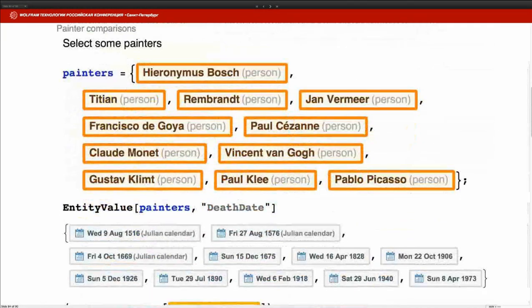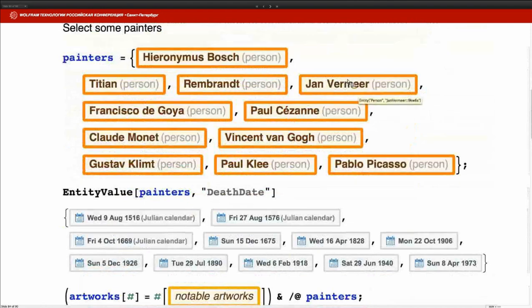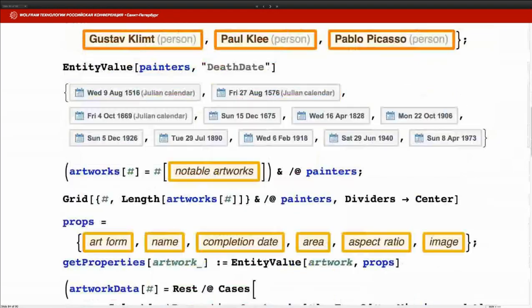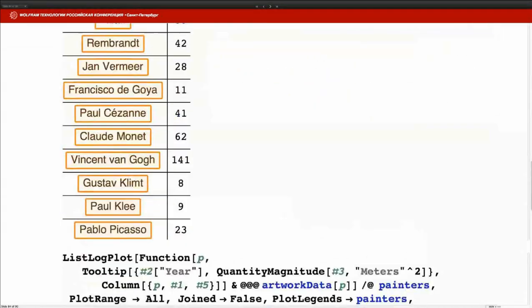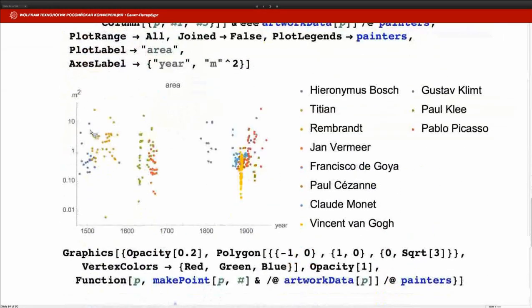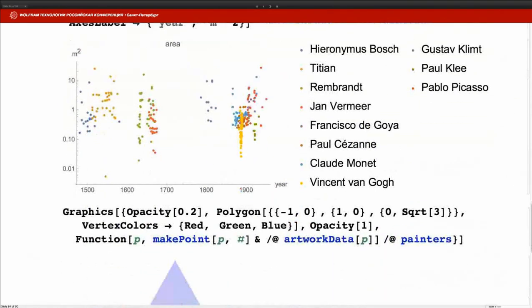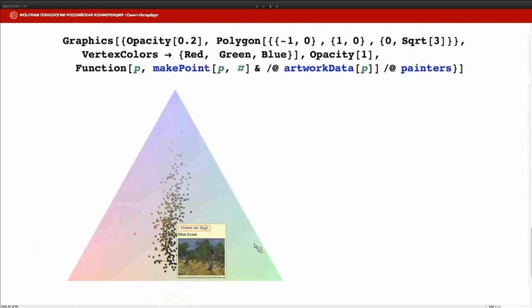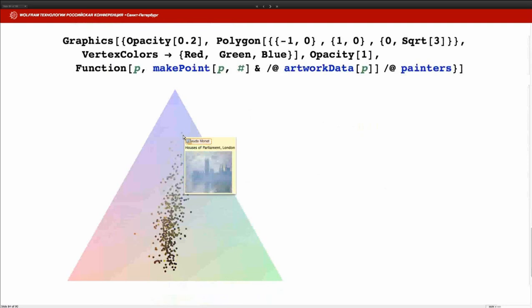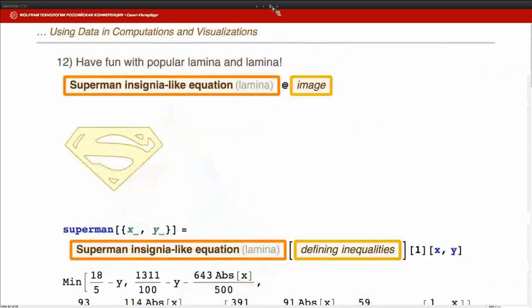Let's compare a couple painters. We can say, take this set: Bosch, Titian, Rembrandt, Vermeer, Cézanne, Van Gogh, and we get all of their artworks. Here we have a count of them, and then we can plot them, say, how big did they typically paint, at which time. And we can also embed them, say, in a color space and see in a color triangle, like here's very pale blue, this Monet, Paul Klee is really, really red, he is really green. So you can do a lot of interesting things with paintings, which typically isn't analyzed programmatically.